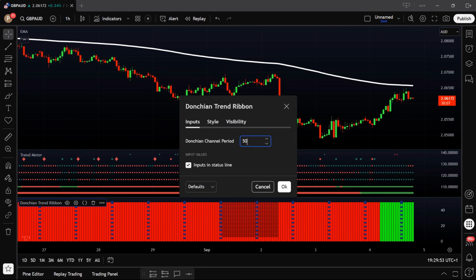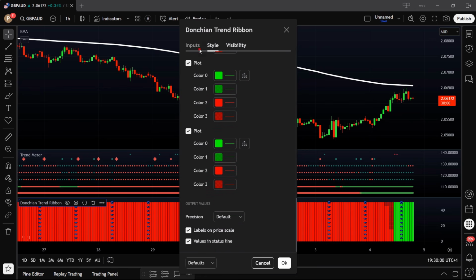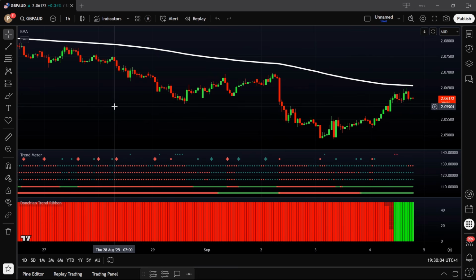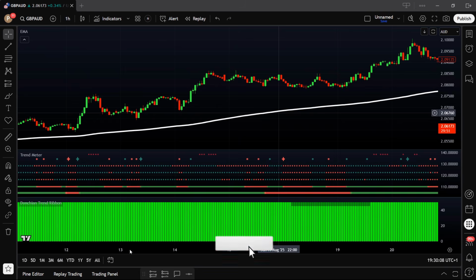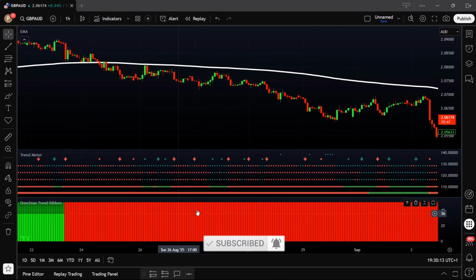This indicator is our final checkpoint. After our EMA cross and trend meter confirmation, we need the trend ribbon to be green to enter a buy trade. Conversely, we need the ribbon to be red to enter a sell trade. If the ribbon shows the opposite color, it means the market might be consolidating or the trend is weak. It's a clear signal to stay out.